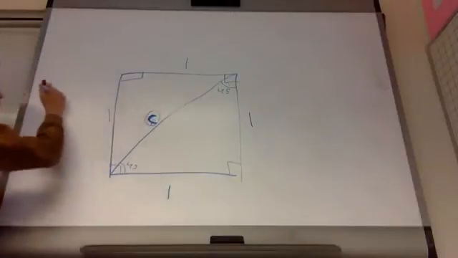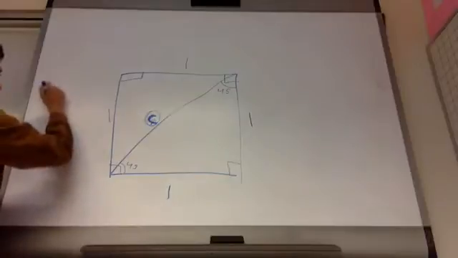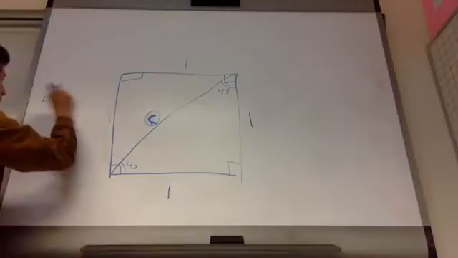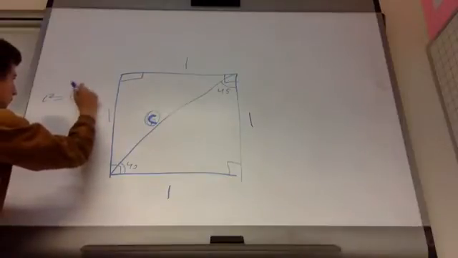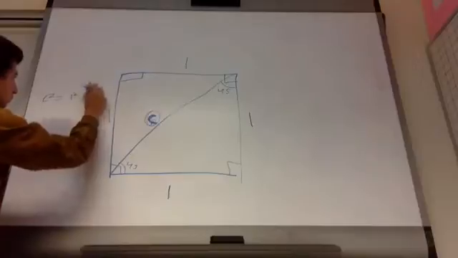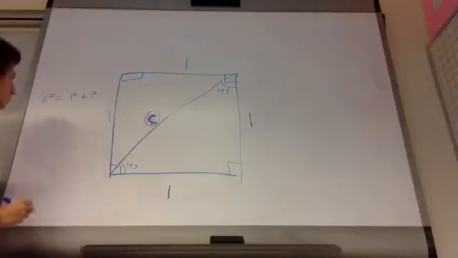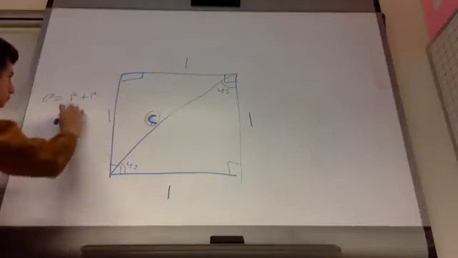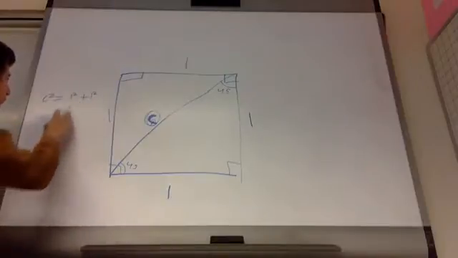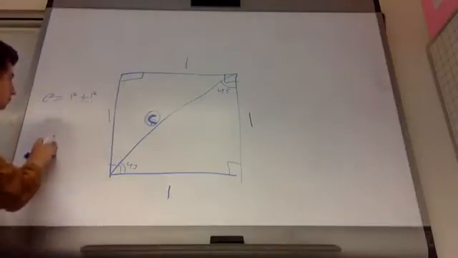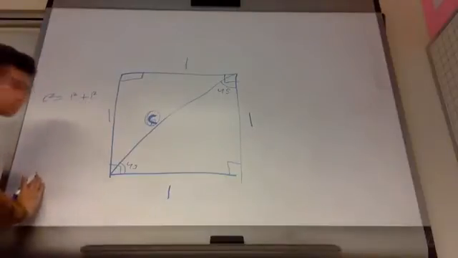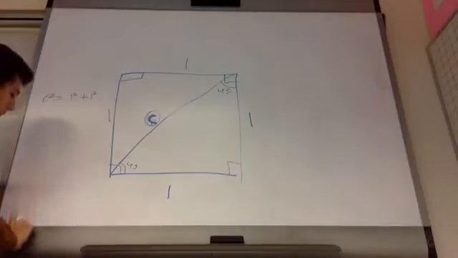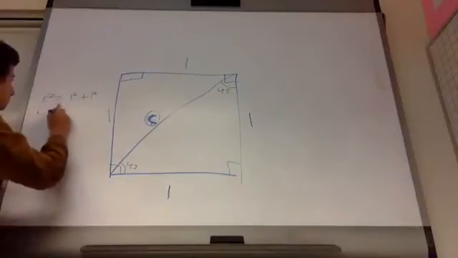Let's begin with the basic: C squared equals A squared plus B squared. Next, we can go to C squared equals 1 squared plus 1 squared, because that's what we have. Next we simplify even more. C squared equals 1 plus 1. Next we go C squared equals 2.